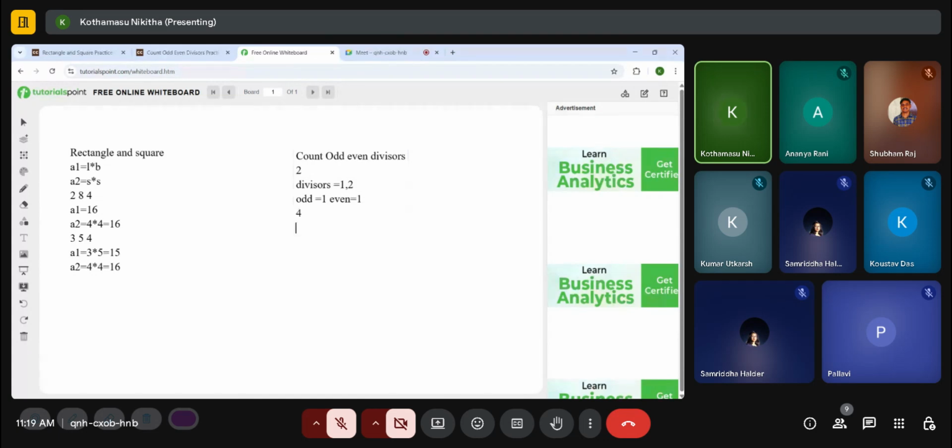For 4, divisors are 1, 2, and 4. Odd divisors are 1, even divisors are 2, because 2 and 4, two numbers are there. Am I clear?